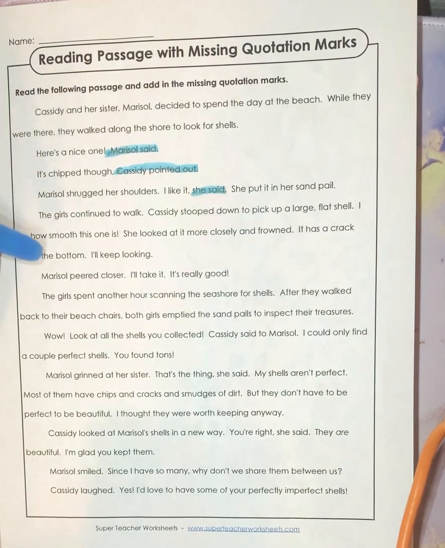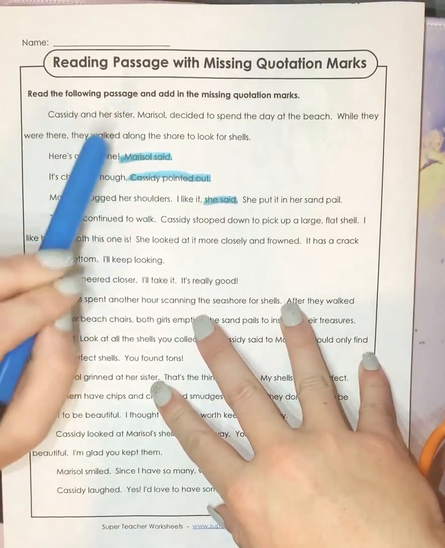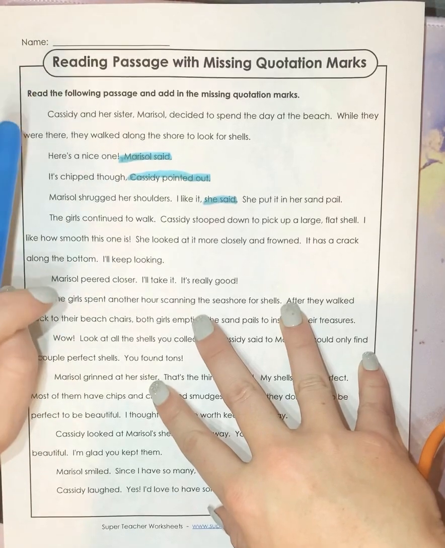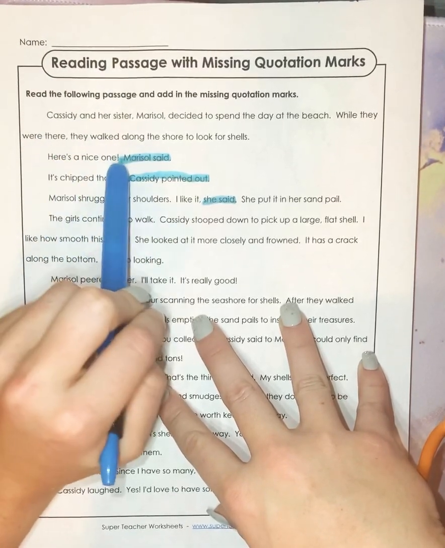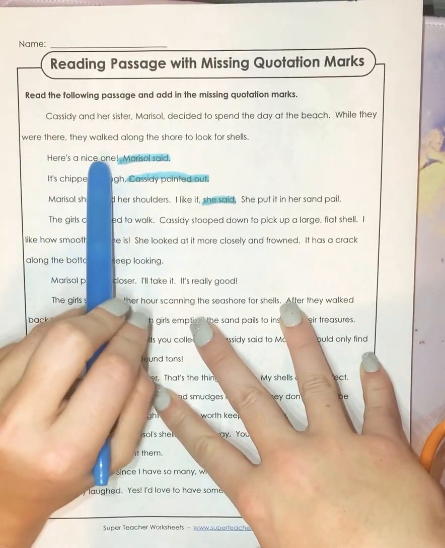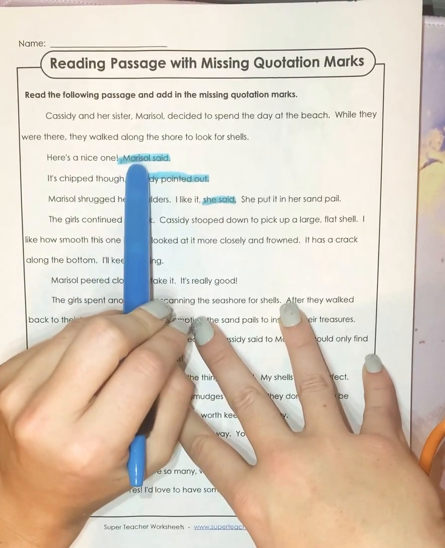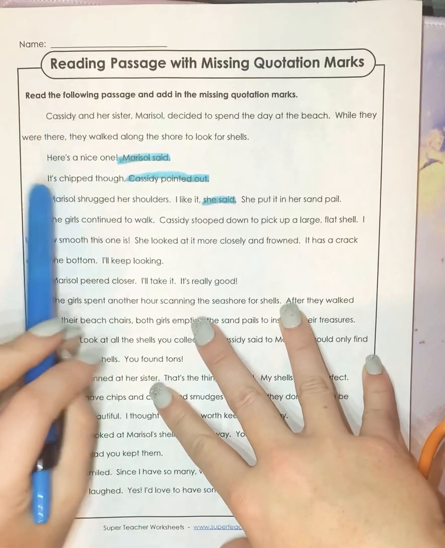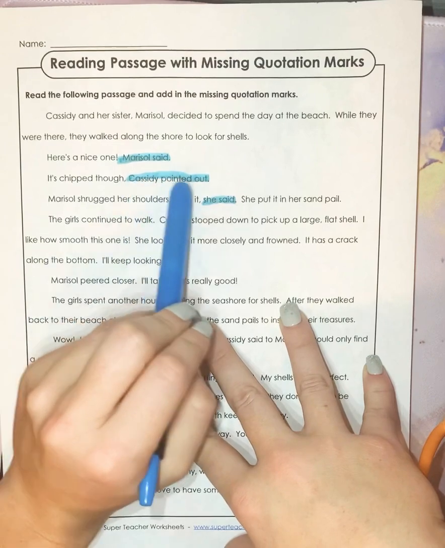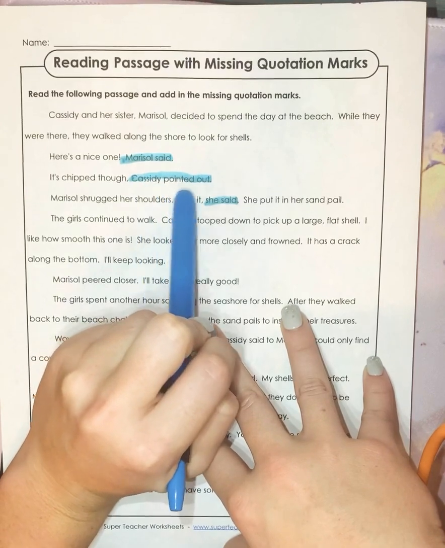Now, we need to know that either before or after quotation marks, you guys should have a dialogue tag to show who is talking. Now, the dialogue tag, I've gone along and already highlighted a few for you. So we can see that someone is saying something, and then it tells us who said it, which is the dialogue tag. So here's a nice one, Marisol said. Marisol said is the dialogue tag because it's telling us who was talking. Here's another one. It's chipped though, Cassidy pointed out. We know what she was saying, and now the dialogue tag told us who said it.